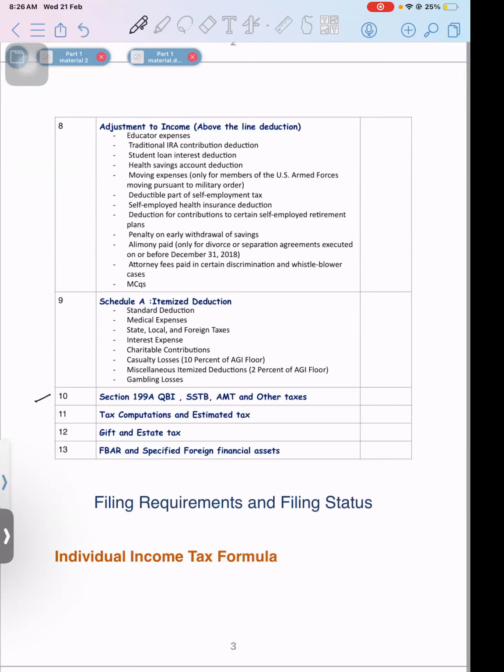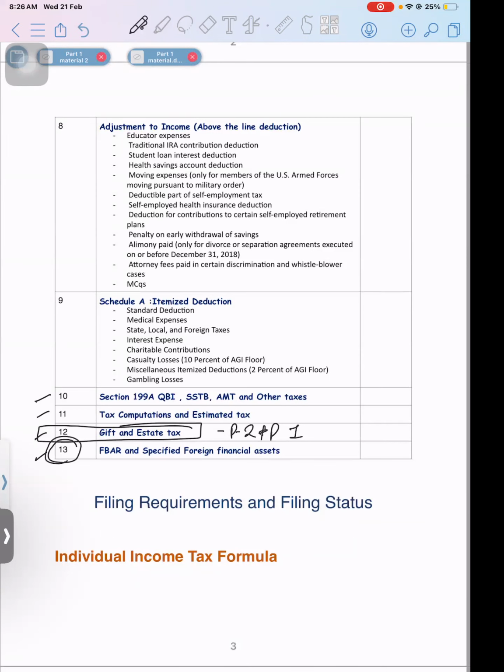The last four chapters are actually not that important, but this one, gift and estate tax, is a little bit important. It will be there in part 2 as well. Part 1 plus part 2, it will be there.